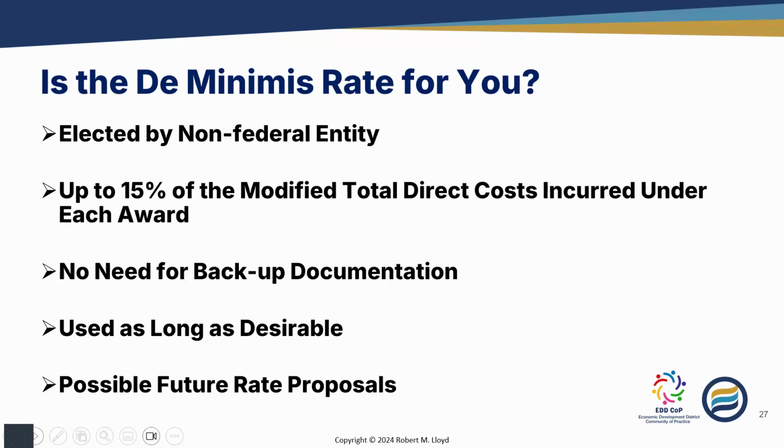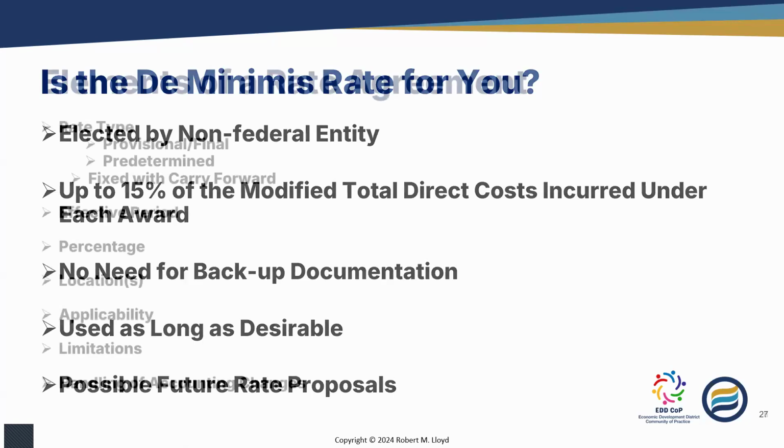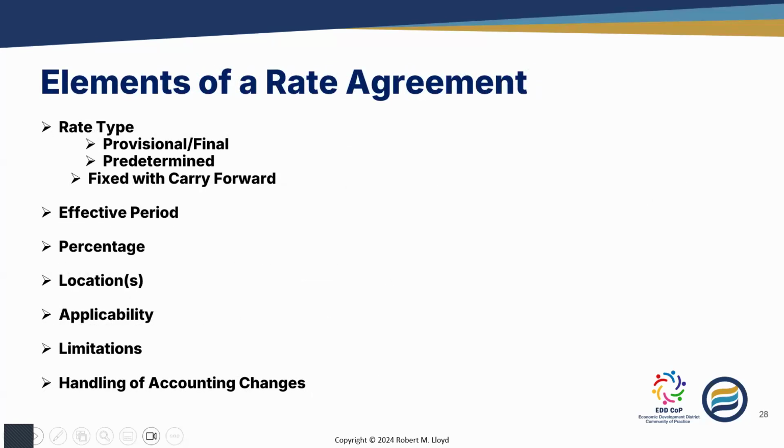The elements of a rate agreement are identified on slide number 28. The rate type, the effective date, the percentage used, the location or locations where it would be applied, the applicability to individual programs and any limitations, and how to handle any accounting changes that take place during the life of the agreement. Now, the rate types involve first what's known as a provisional/final rate.